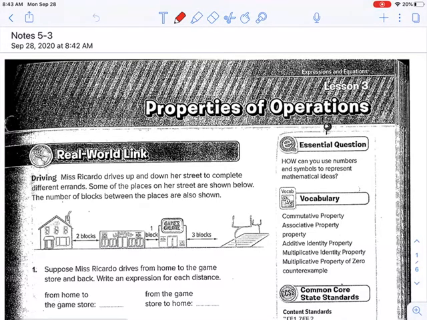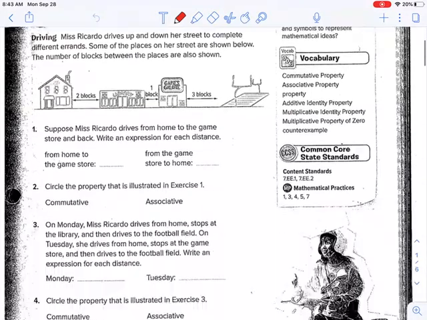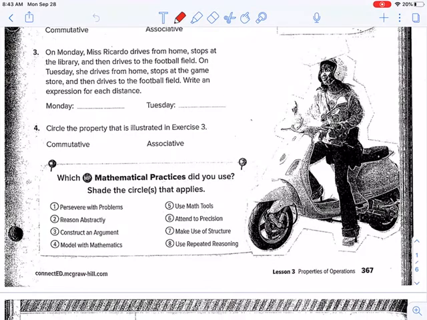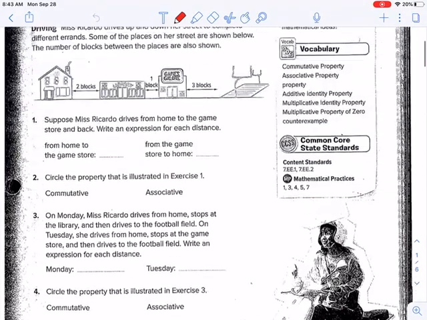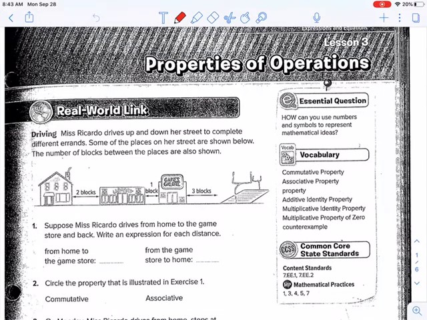Today we're going to look at properties of operations. This is lesson 3 in chapter 5, and this is page 367 in your book. So in our first lesson for this chapter, we looked at algebraic expressions, expressions that include numbers, operations, and variables. And we're going to look at some properties that go along with our addition, our subtraction, our multiplication, and our division, and that we can use with our algebraic expressions.